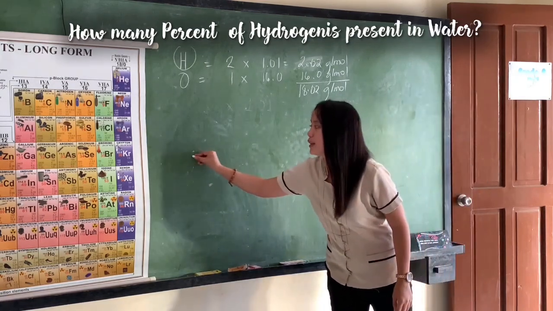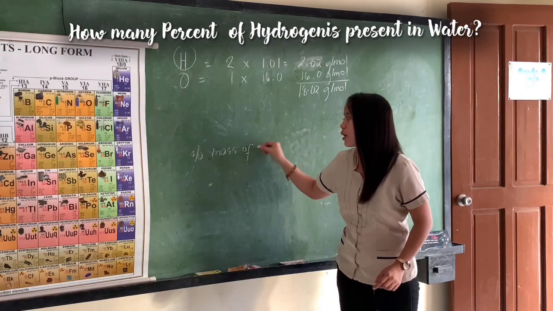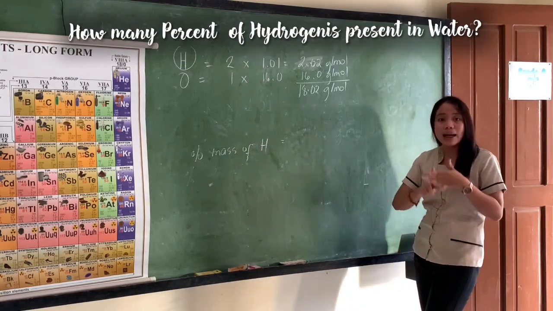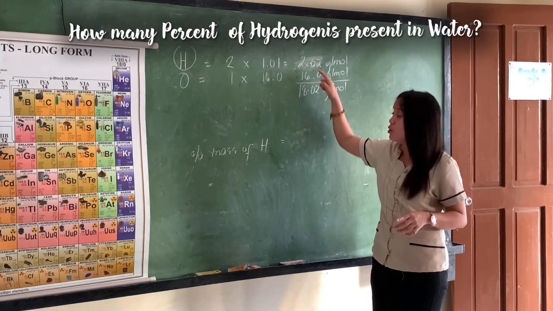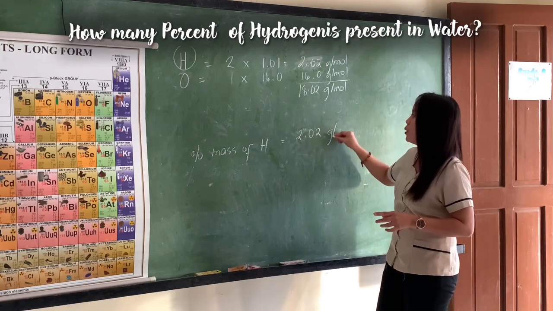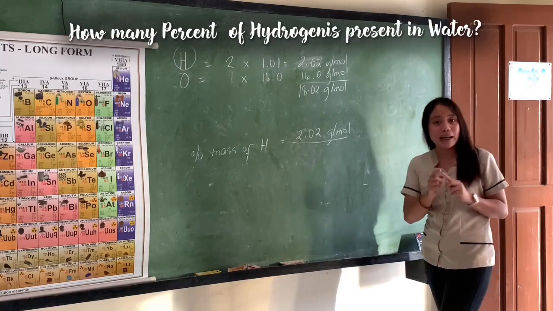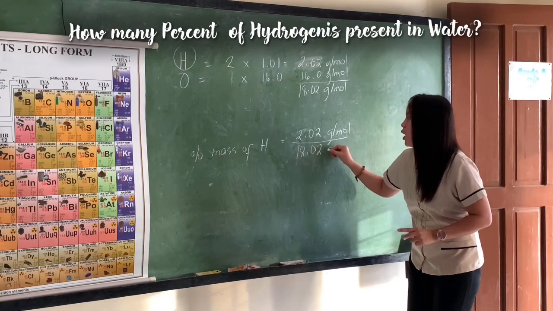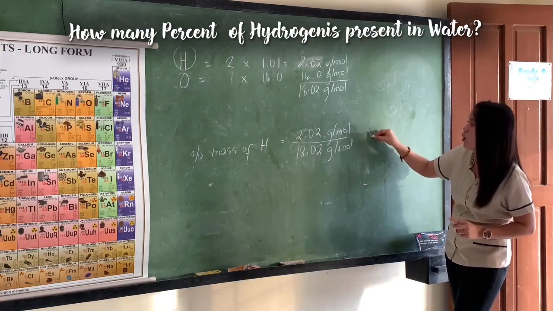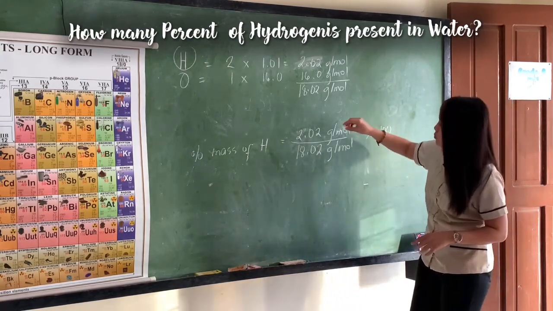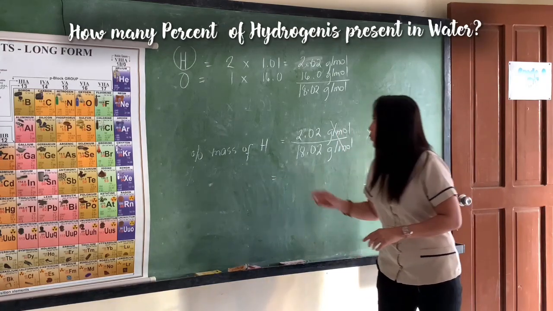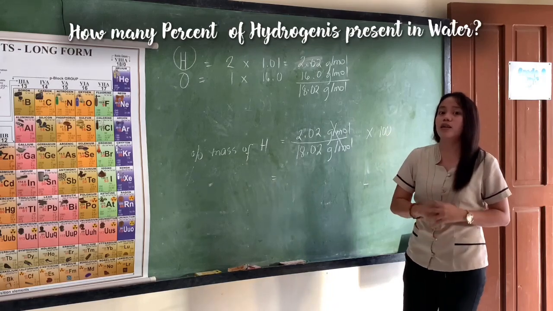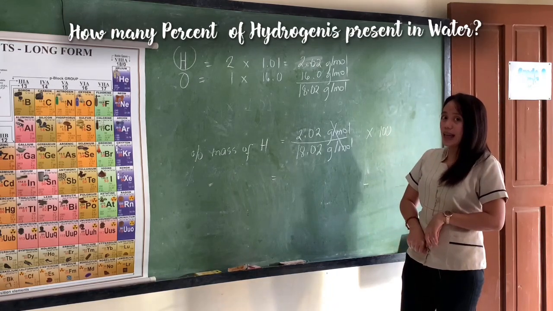Just substitute. Percent mass of hydrogen, since we are looking for the percent composition of hydrogen, is equal to mass of the element in the compound, mass of the hydrogen, 2.02 gram per mole over mass of the compound. Mass of the compound is the total mass, 18.02 gram per mole times 100. Of course, cancel this part. Is equal to 2.02 divided by 18.02. So we have 2 decimal places. Round it up.